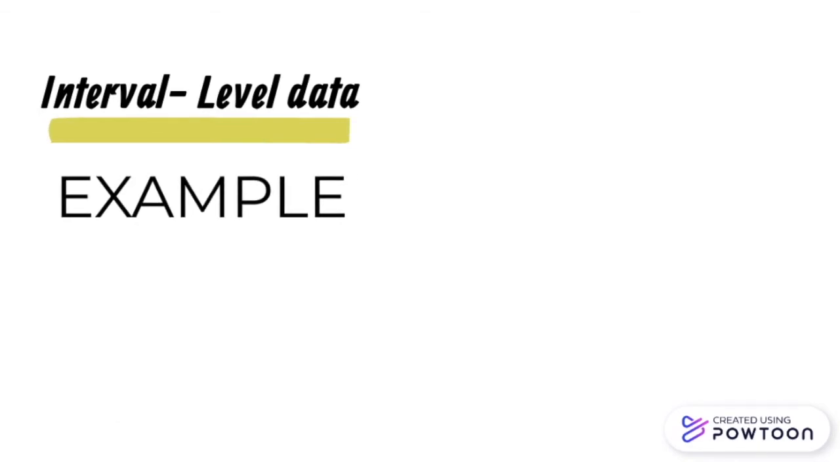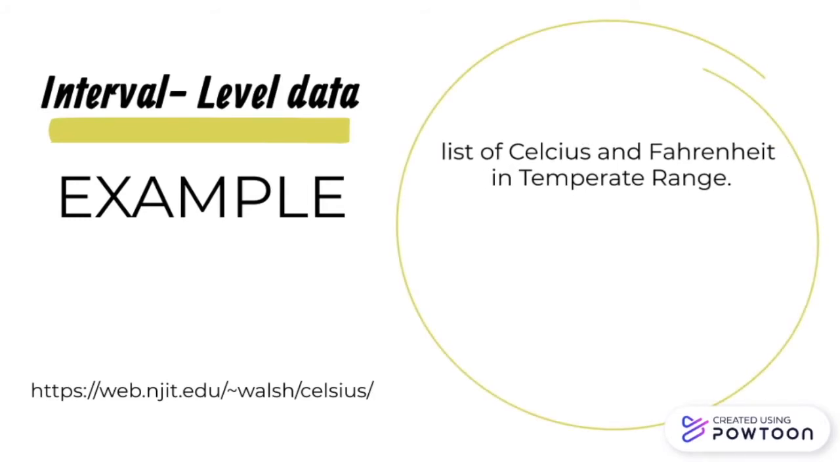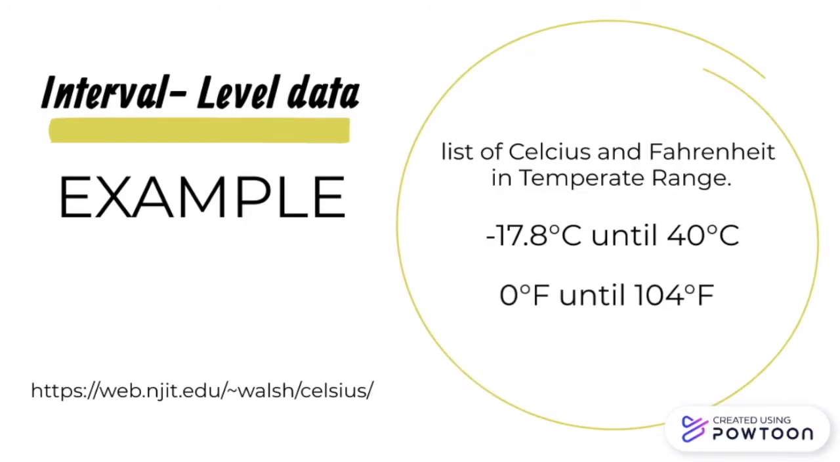For an example of the interval level data, based on this link, web.ngit.edu, that shows the list of Celsius and Fahrenheit in a temperature range from 0 degrees Fahrenheit until 104 degrees Fahrenheit, and from minus 17.8 degrees Celsius until 40 degrees Celsius. Temperature in Fahrenheit or Celsius can be an example of the interval level data.